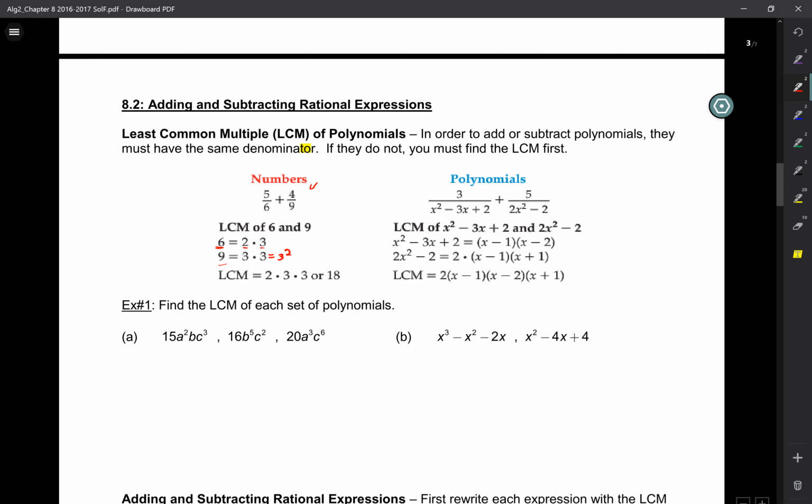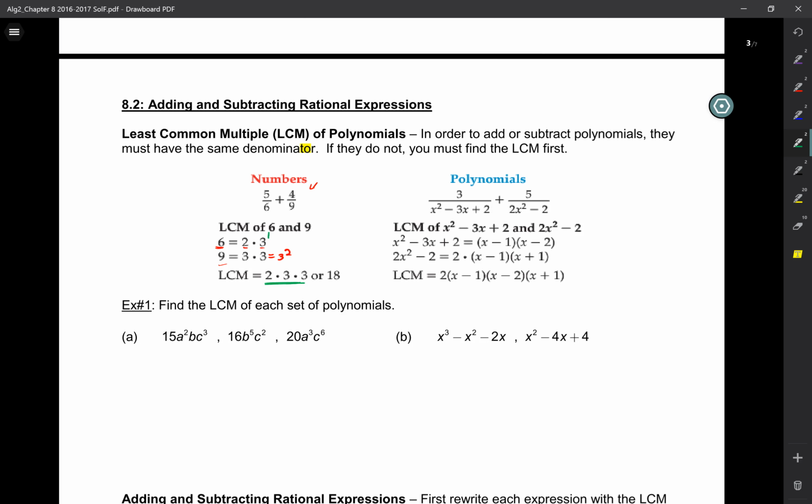Okay? Now, for my LCM, I need to take representatives of each type. So I need to take a 2. Between the 3's, if I have 3 to the 1 and 3 to the 2, I take the one with the higher exponent, so 3 squared. So finally, it's 2 times 3 squared, which is 18.